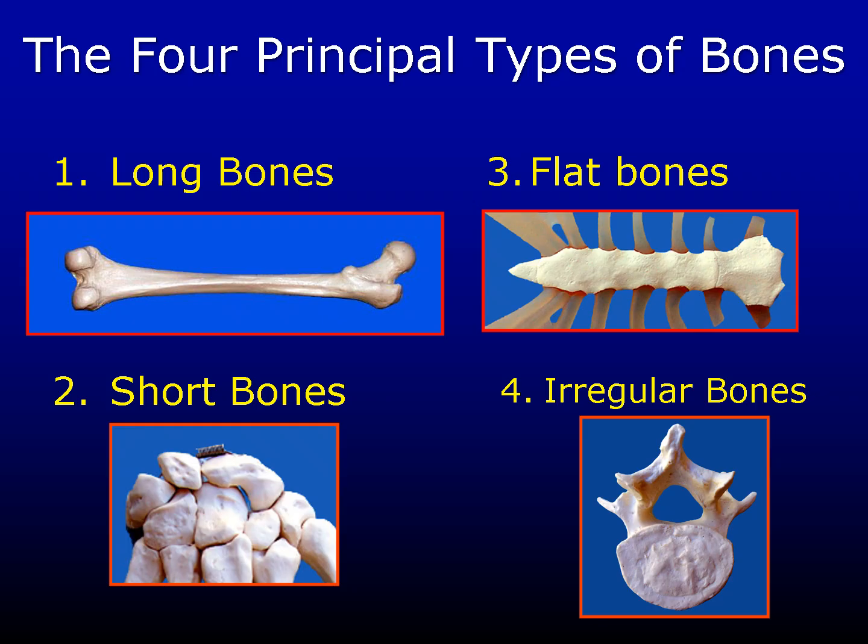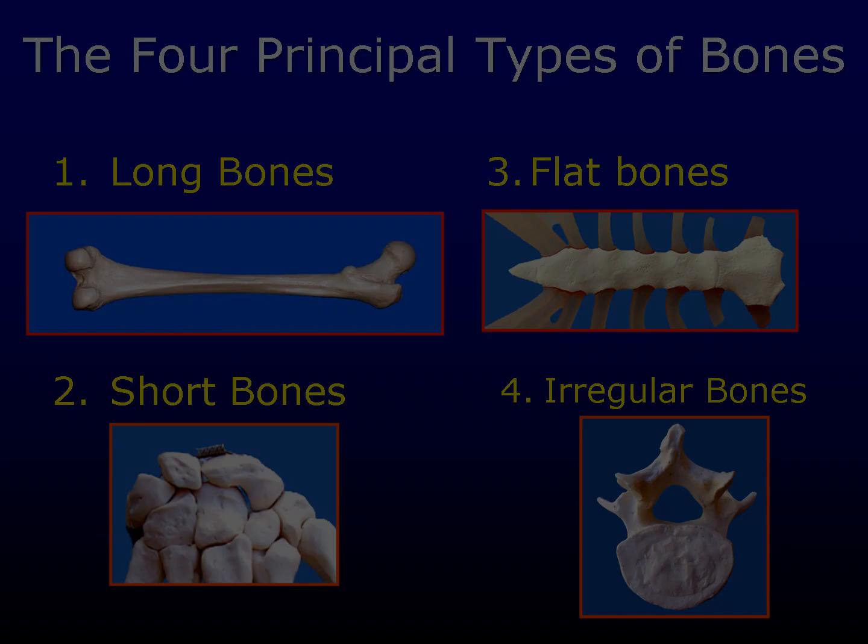Spongy bone is composed of small, needle-like pieces of bone referred to as spicules or thin, flat plates of bone called lamellae. Spongy bone also has space between the spicules. In addition to classifying bones based on their microscopic anatomy, bones are classified based on what they look like. There are four principal types of bones based on their shape: long bones, short bones, flat bones, and irregular bones.